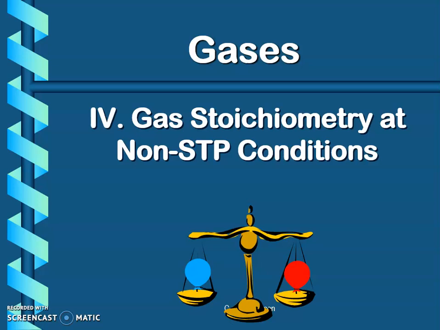Okay, now we're going to be doing some gas stoichiometry at non-standard temperature and pressure. This is going to involve using a lot of the skills that we have been building. You need to have a very firm grasp on how to use the ideal gas law, the PV=nRT equation. That was the very last thing that we did in this class. But you also have to remember how to do stoichiometry.